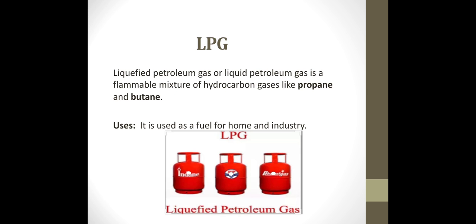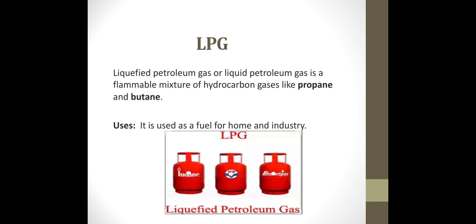Now what is LPG? So we have seen what LPG is. It is basically the gas inside the cylinder which is used to cook food in the kitchen. The full form of LPG is liquefied petroleum gas or liquid petroleum gas. It is a flammable mixture of hydrocarbon gases like propane and butane. And I have said earlier that it is used as fuel for home and sometimes used in industry also.